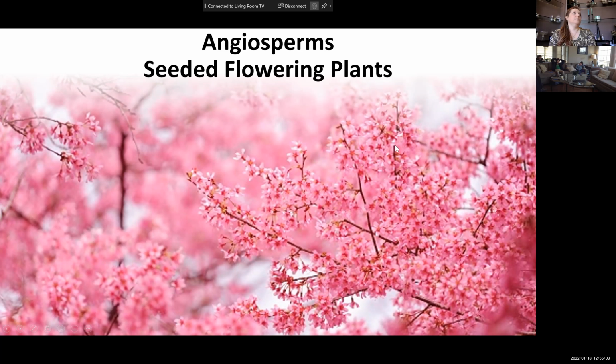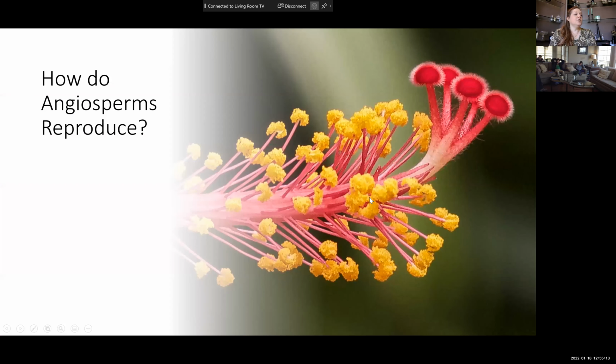Like a rose hip is considered a fruit, or that little thing on the poppy that we saw a minute ago is considered fruit. Cucumbers, right? All kinds of things are considered fruit. So how do angiosperms reproduce?